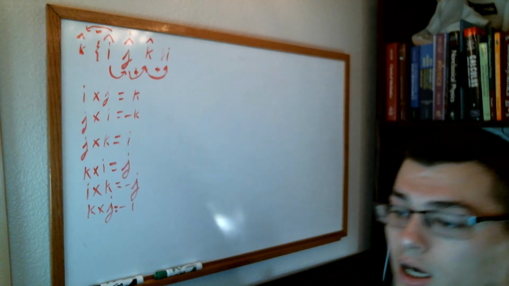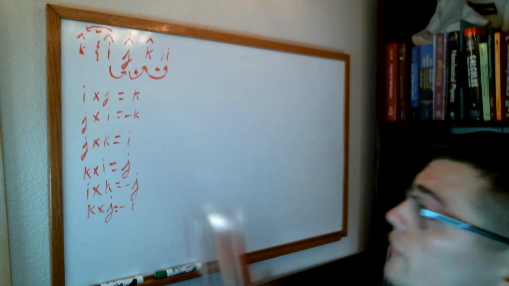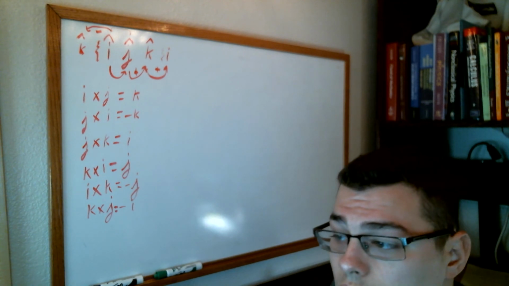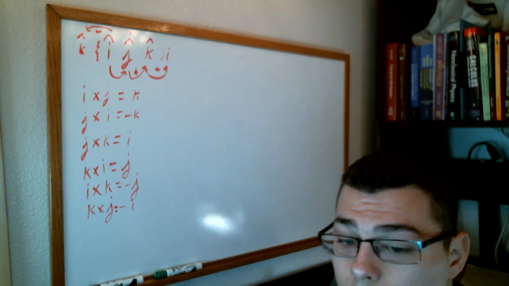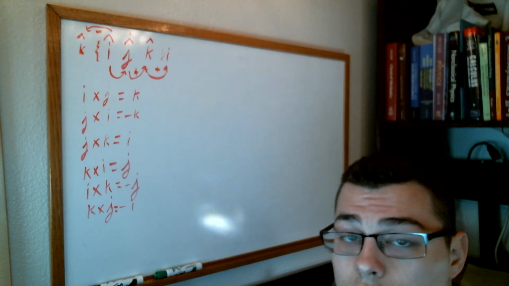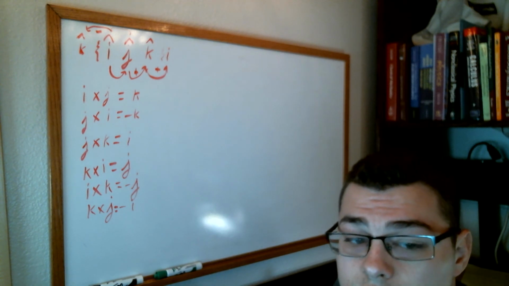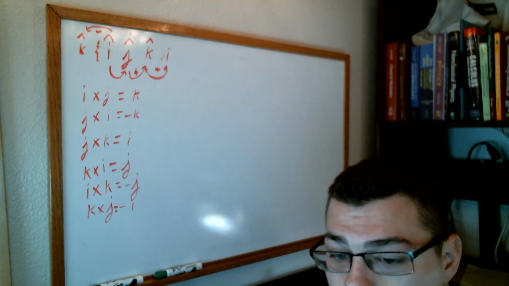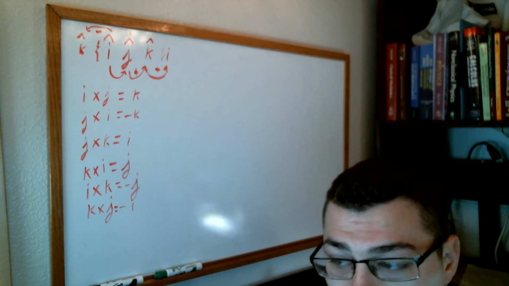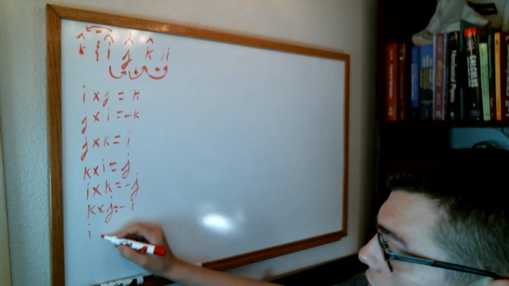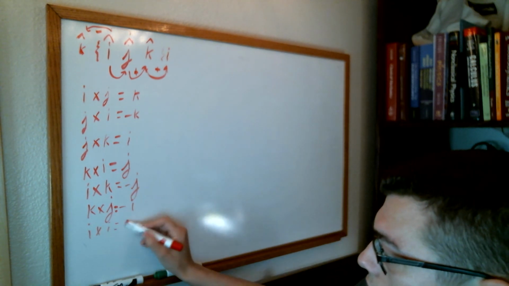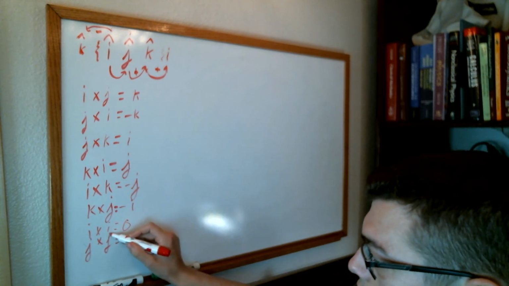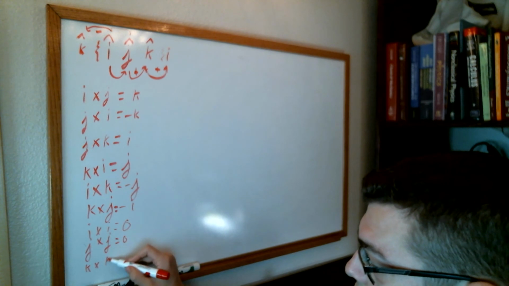But we also have to note that if you ever cross a unit vector with itself, then it's going to be equal to 0. Because cross product is a measure of how perpendicular two vectors are to each other, in that case they're parallel with each other, so the cross product is equal to 0. So I cross I equals 0, J cross J equals 0, and K cross K is equal to 0.